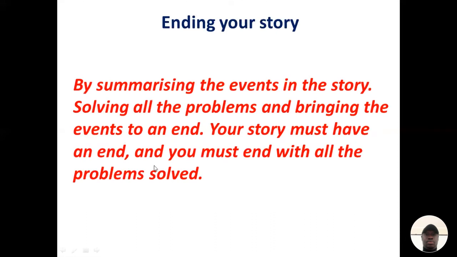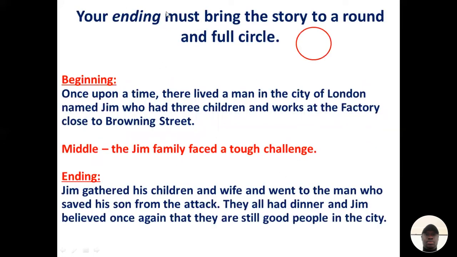Now, ending your story, it must have beginning, middle, and end. At the beginning, you arrived at the airport, you met with this friend, you discussed, something happened, and at the end, you are going back to the UK. Your story must form a full circle. Your ending must bring the story to a round circle. Beginning, once upon a time, there lived a man in the city of New York. He had 3 children. Middle, they faced a tough challenge.